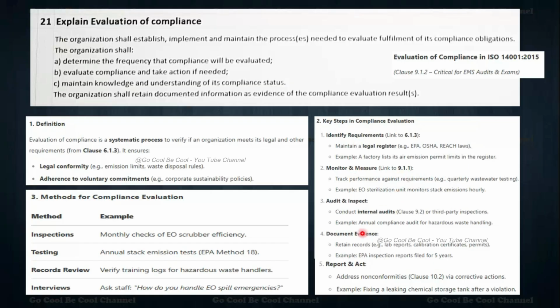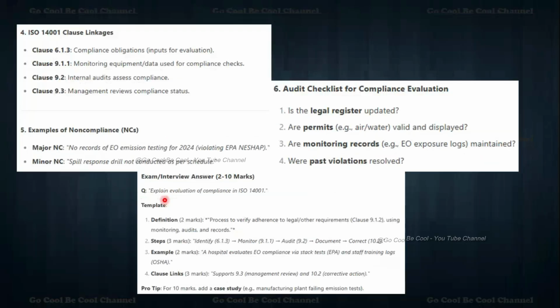9.1 audit and inspect, document review, report and then act. Method of complaints evaluation, how do you evaluate this one? Inspection, testing, record review and then interview. You can ask so many kinds of things here. So here is ISO 14001. Clause linkage, how we need to link this one: clause 6.1.3, 9.1.1, 9.2, 9.3.